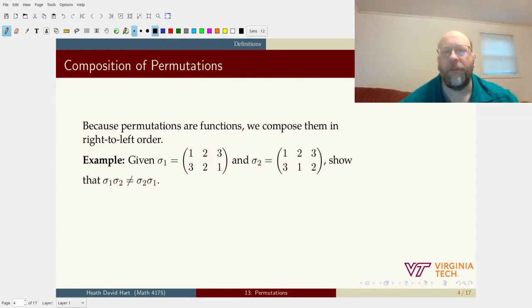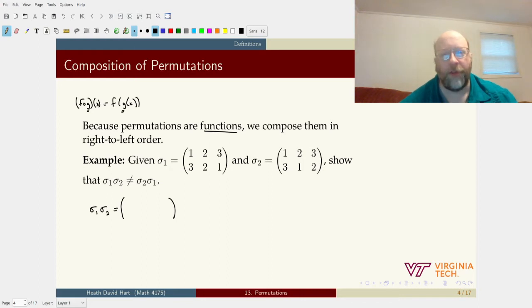Now, because permutations are functions, we compose them in right to left order, and this is not anything new. This is if we write f of g of x, or if we write f composed with g of x, we always do functions right to left. Permutations are functions, and so we do them right to left. And so if we write sigma 1, sigma 2 in this order, we're going to do sigma 2 first.